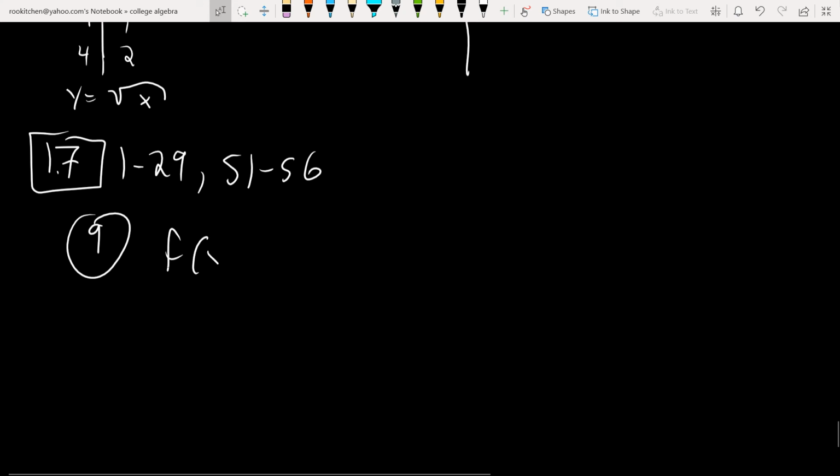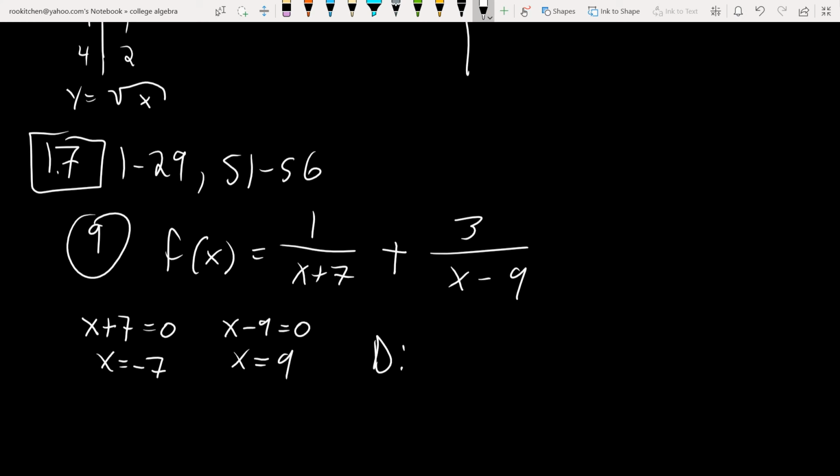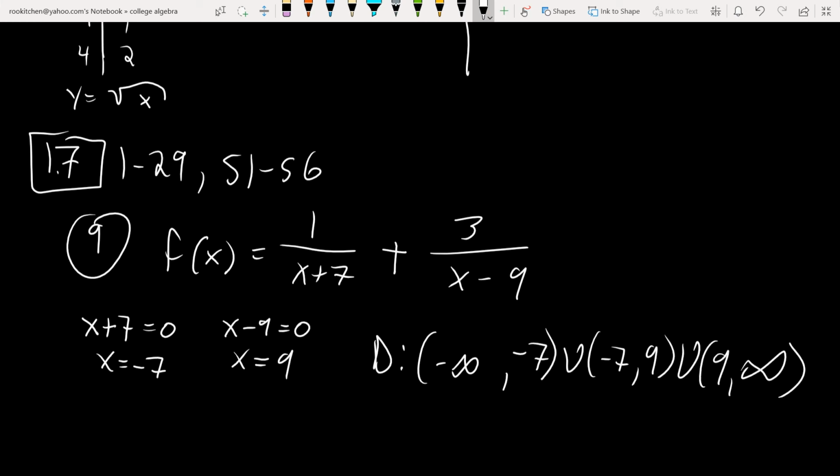Okay, so we have f of x is the sum of 2 functions. In other words, we have to find the intersection of the domain of those 2 particular functions. In this case, the places where those functions fail will be where the denominators are equal to 0. Right? So we can't have negative 7, and we can't have 9. So the domain will be everything except those. So we'll say negative infinity to negative 7, unioned with negative 7 to 9, and then unioned with 9 to infinity. Okay.